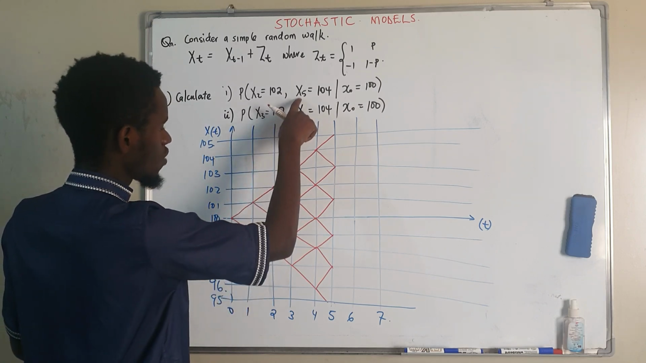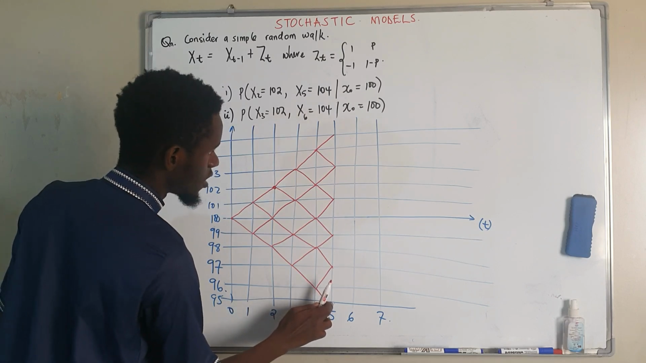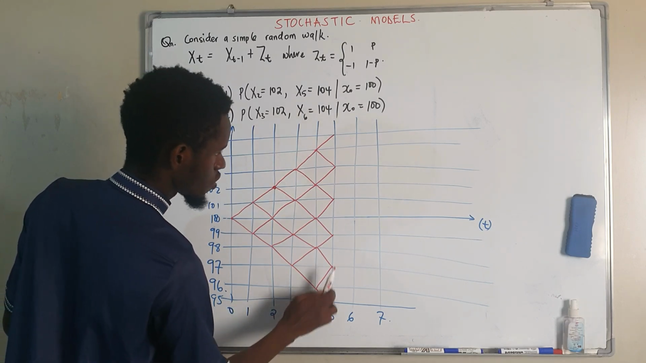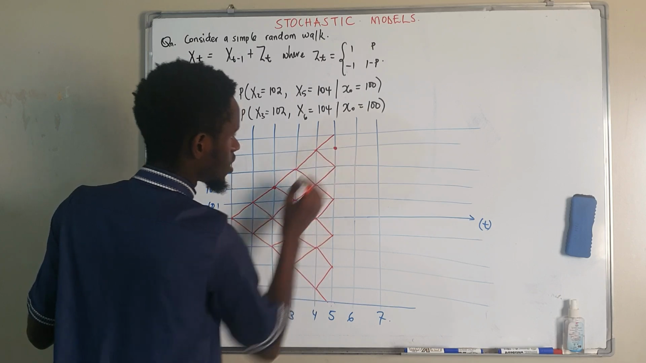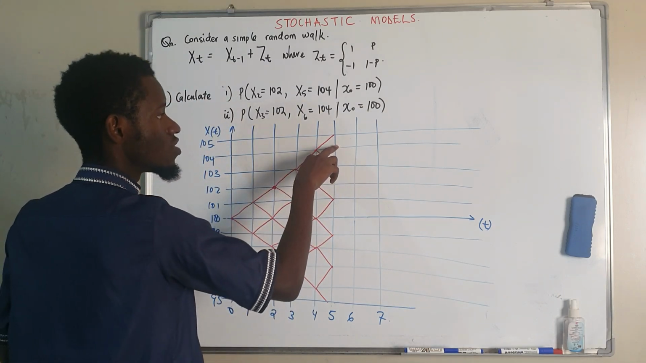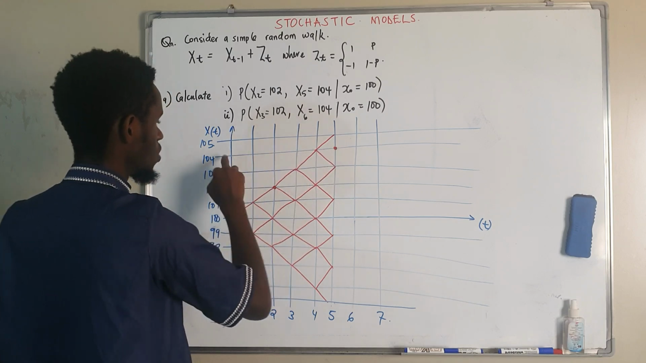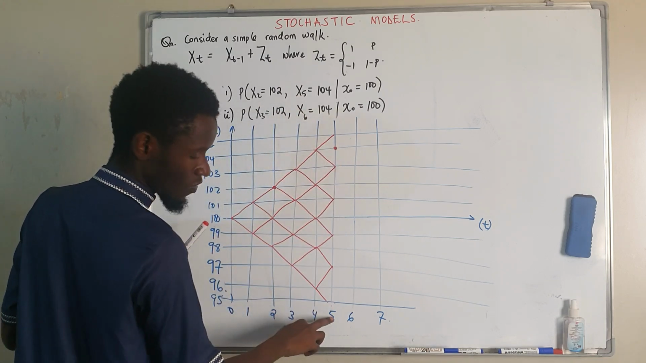But now your x5 is to be 104. How is it going to be? My x5 is here. 104 is going to be at this point here. You are seeing that there is no route that will lead me to this point here, 104. This is 103. This is 104. My x5 has to be 104. This is my 5 here.